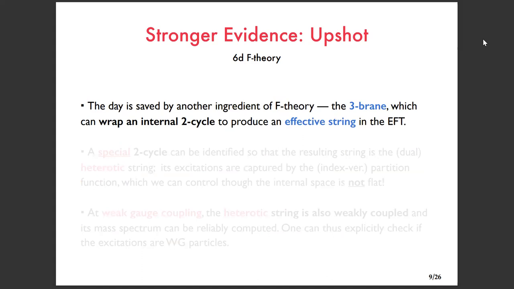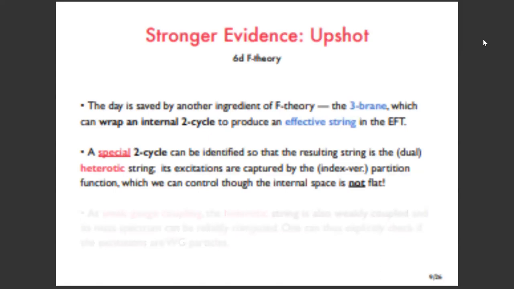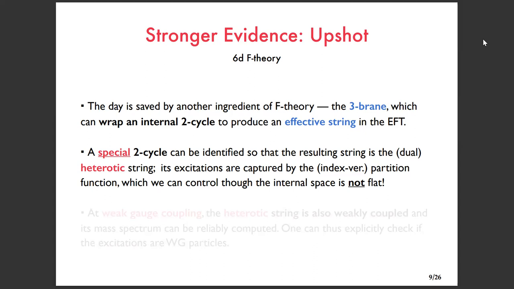Your three-dimensional brane can wrap an internal two-dimensional cycle to effectively produce a string in the low energy EFT. Such a string can be associated with any two-cycle in the internal geometry, but it turns out that a special two-cycle can be identified so that the resulting string is the heterotic string. And we know a lot about it. In particular, its excitations are characterized by the partition function or even its index version, which we can control very well, even though the internal space is not flat.